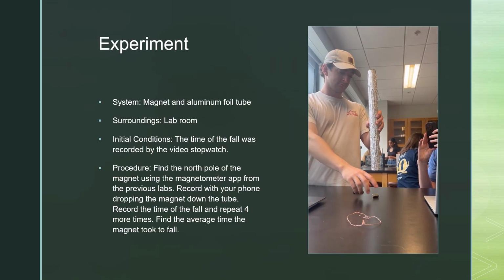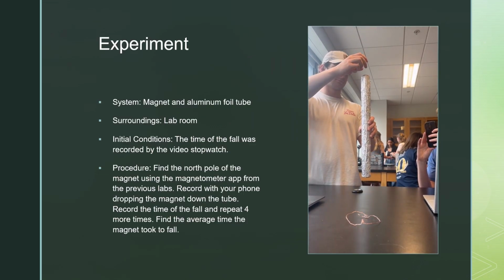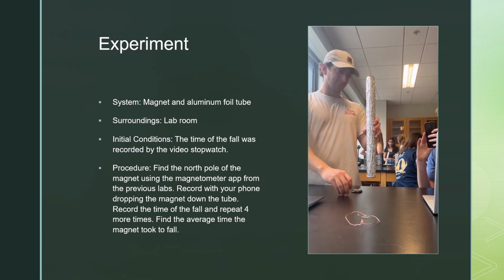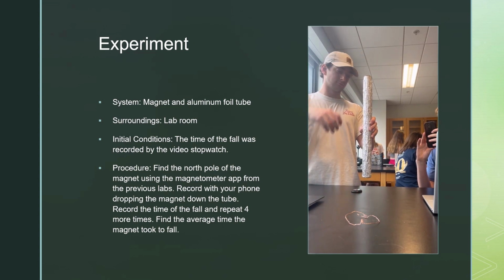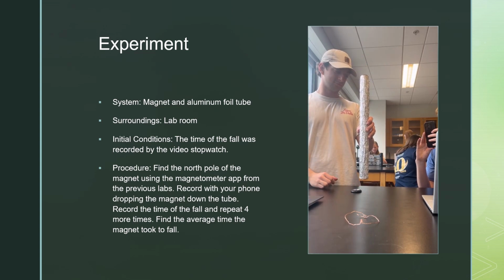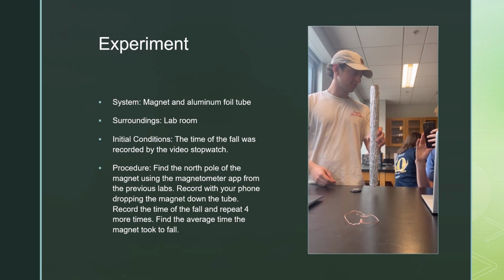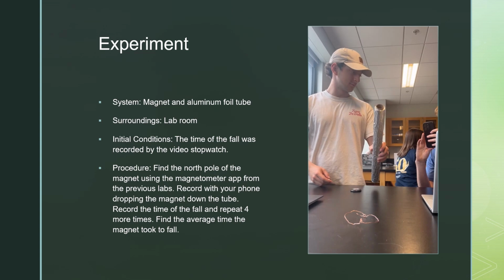We conducted the experiment by dropping a magnet through an aluminum tube 5 times, recording each fall with a video stopwatch. First, we used a magnetometer app to identify the magnet's north pole, ensuring consistent orientation. The tube's length, 0.46 meters, and radius, 0.23 meters, were fixed, and the magnet's mass, 0.02 kilograms, was measured. This method aimed to minimize variables for reliable data.